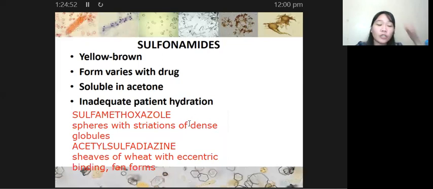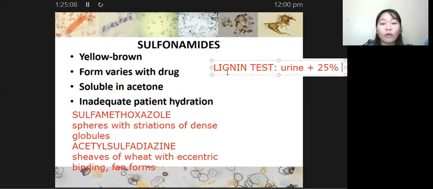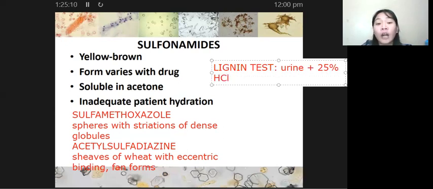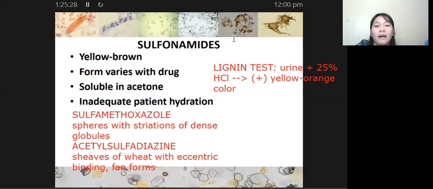So in order for us to determine the presence of sulfonamide crystals, there is a particular test. We have your lignin test, in which we make use of the reagent 25% hydrochloric acid plus of course your urine. The positive result for your lignin test is the formation of a yellow-orange color, for your sulfonamides.